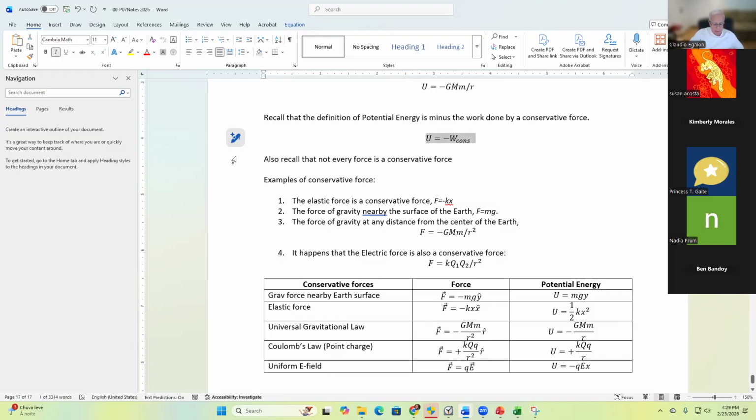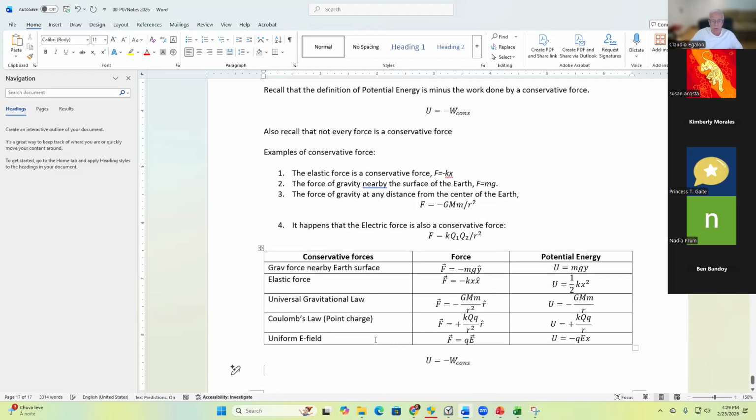So here you go. Let's do that together so you can understand better. We have the work done by the potential energy is equal to minus the work done by the conservative force, right? In this case, let's do that for the uniform electric field. The work done by this conservative force is going to be equal to the electric force multiplied by the delta x. That's how work is defined, right? Force times the displacement.